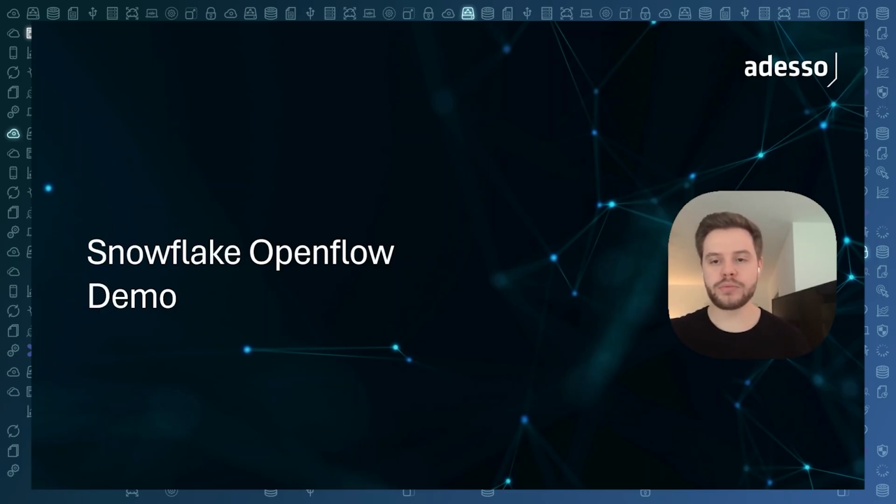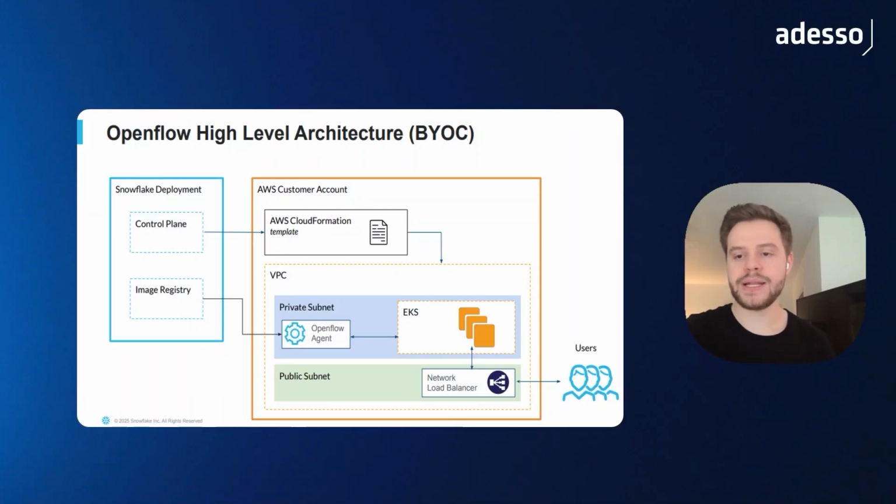In this demo, we focus on the Bring Your Own Cloud model on AWS, which is already available and fully supported. So let's take a quick look at the high-level architecture. On the left side, we have Snowflake's control plane and image registry. On the right, we have our customer AWS account, where Openflow is actually deployed. Snowflake provides a CloudFormation template that spins up an Elastic Kubernetes Service and networking resources. Inside the private subnet, the Openflow agent connects to the runtime and handles pipeline execution securely. The setup ensures full control, security, and scalability while staying fully managed from Snowflake.